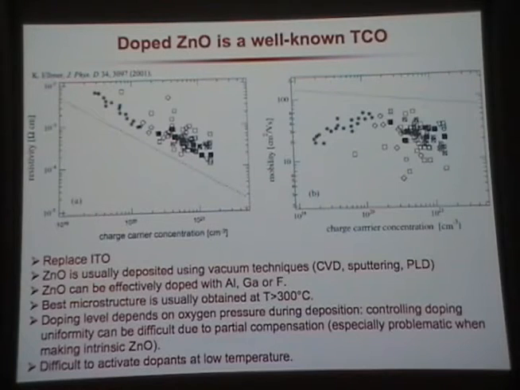But remember, we're depositing this on organic, so you can't really do magnetron sputtering. You can't do PLD, that's too expensive. So we want to have some kind of solution processed zinc oxide that has a high conductivity. Zinc oxide is nice because it's well known. It can be doped with aluminum and gallium. You can actually get pretty nice conductivities.